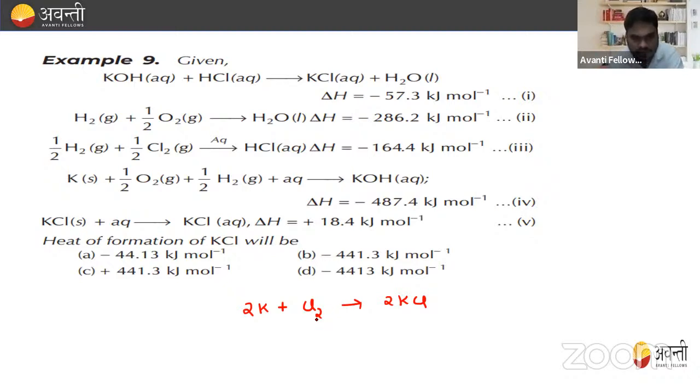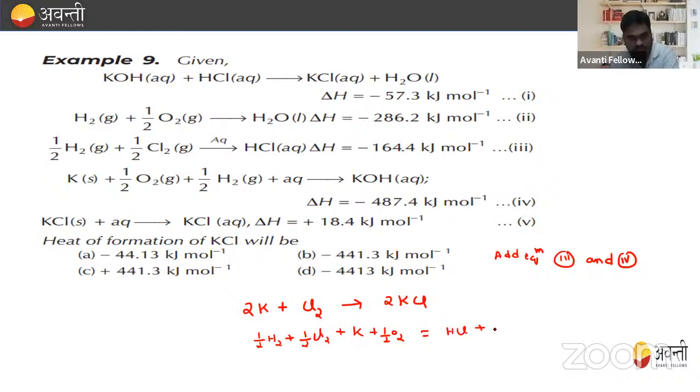Good. So we can just add these equations, right? Which ones? That is the third and fourth. If we add equations third and fourth, what will you get? In equation third, we have half H2 plus half Cl2, and in equation fourth we have K plus half O2, equal to, on the right hand side, HCl plus KOH. So here only HCl will be formed.